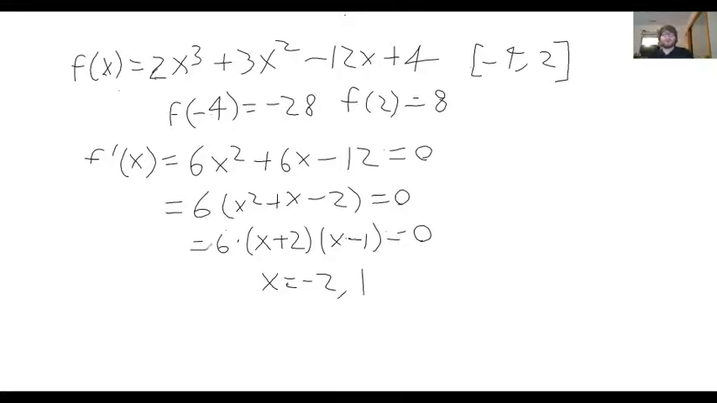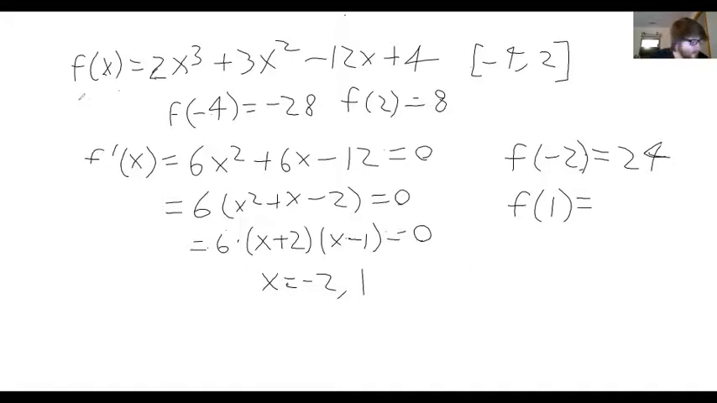So with our critical values, we can go ahead and find our critical points by plugging that back into our original function f. So let's go ahead and do that. So f of negative 2 is going to come out to be 24. And f of 1 is going to come out to be negative 3.